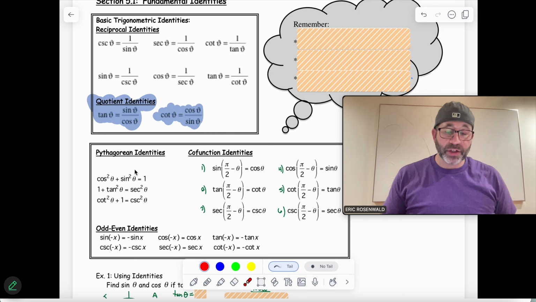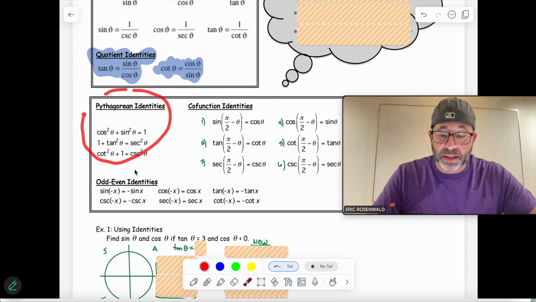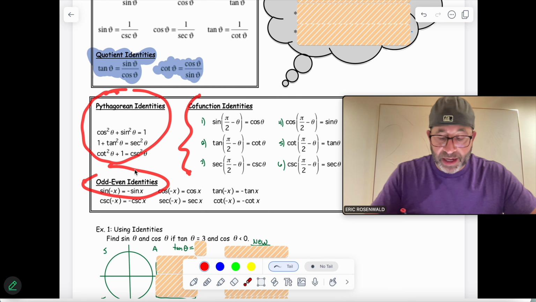In this next section, there are a couple of identities that are really important. The Pythagorean identities, these things are going to be everywhere. We're going to see them all the time. And then the cofunction identities, we're going to see those occasionally. And then we'll see the odd-even identities.